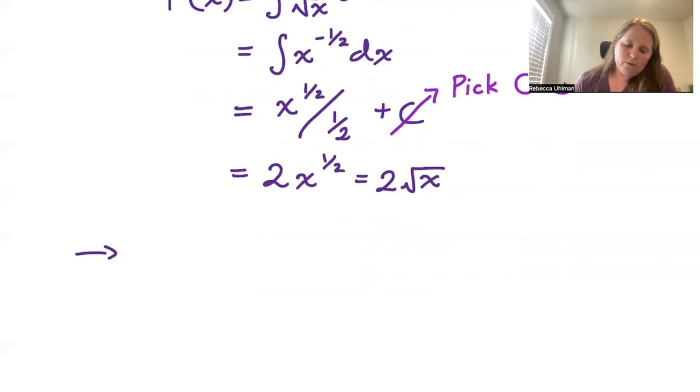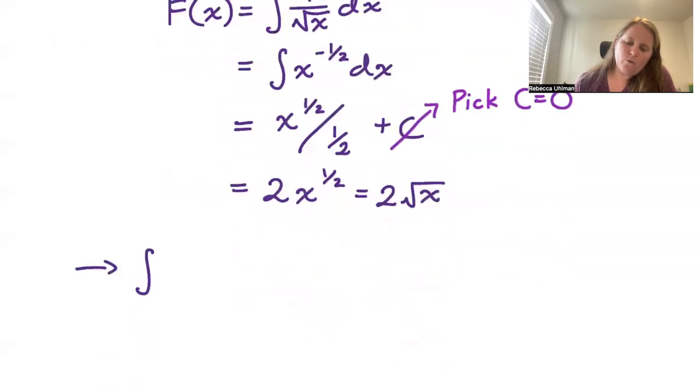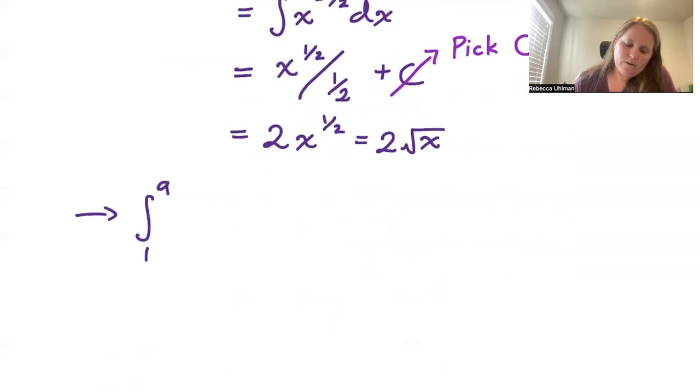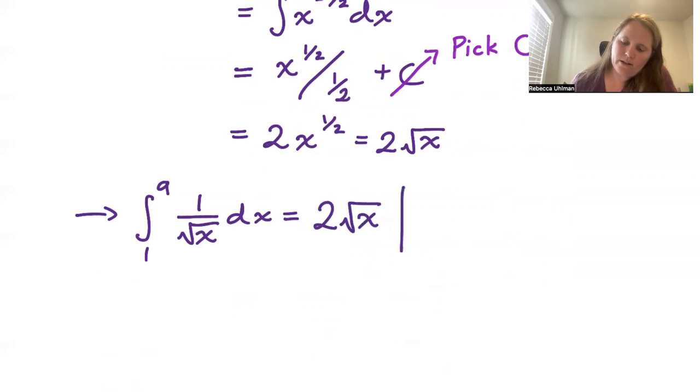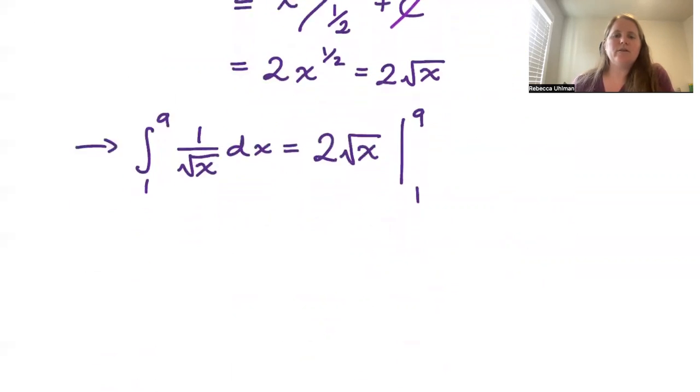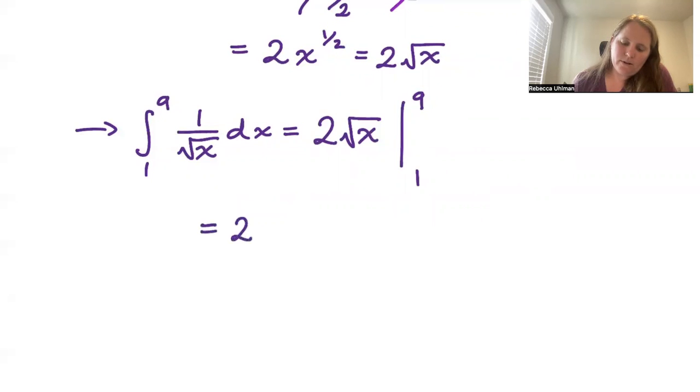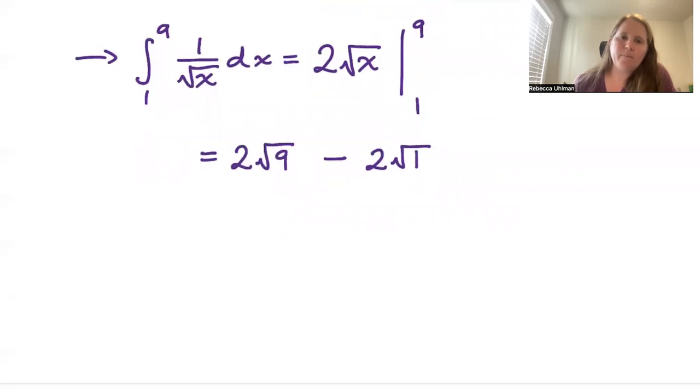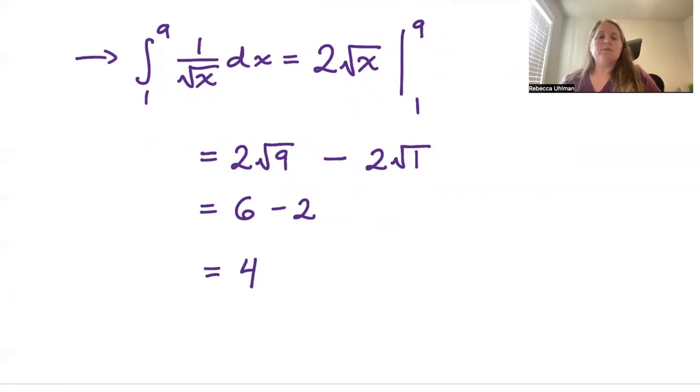So from here we get, therefore, that our definite integral from 1 to 9 of 1 over the square root of x dx is equal to, we're doing 2 square root of x and evaluating that at 1 and 9 and subtracting our results. So we have 2 times the square root of 9 minus 2 times the square root of 1. This becomes 2 times 3, or 6, minus 2, that is 4. So this is using the fundamental theorem of calculus to find basic definite integrals.